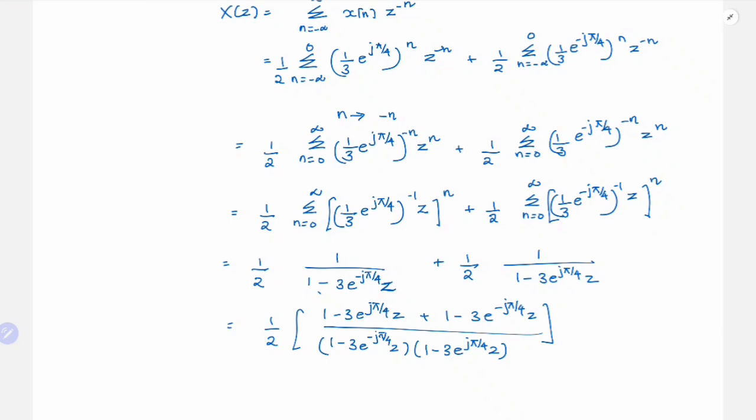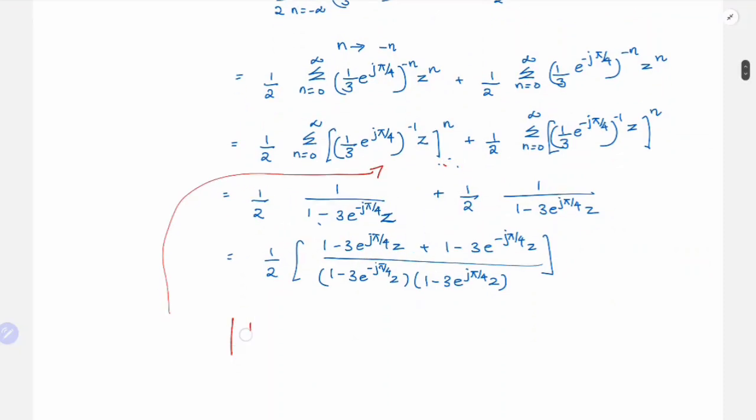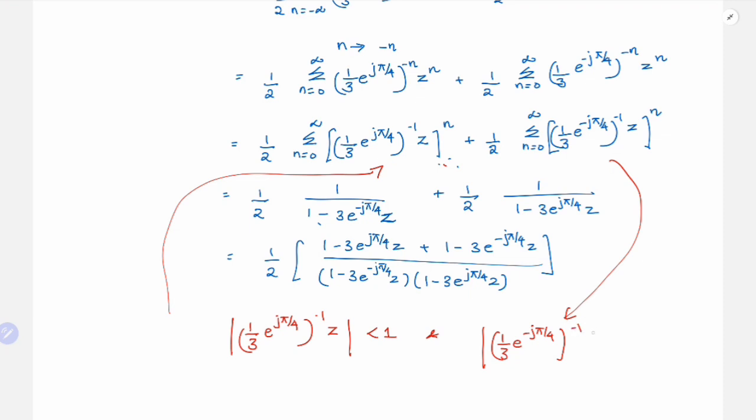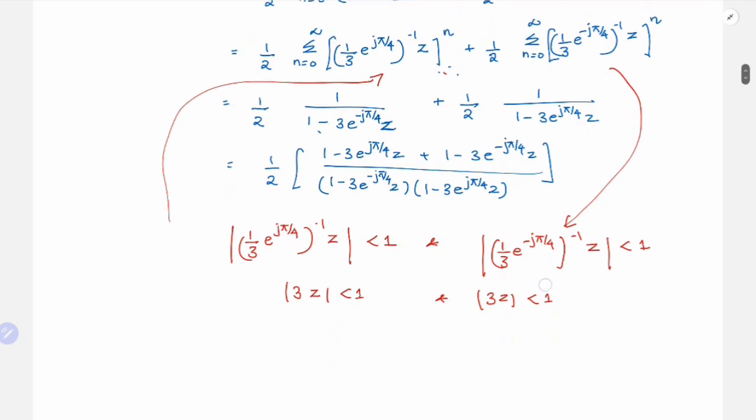And for your ROC, what is the constraint? This one should be less than 1, right? So mod of 1 by 3 e power j pi by 4 inverse z should be less than 1, and this one also. Mod of 1 by 3 e power minus j pi by 4 inverse z should be less than 1. So this is nothing but your 3z less than 1, and here also 3z less than 1. So your mod z should be less than 1 by 3. So this will be your ROC.